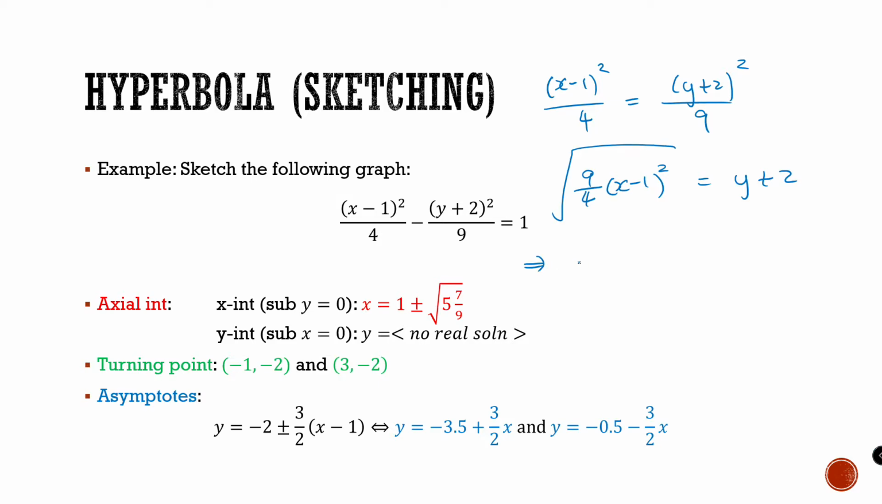So y will be equal to minus 2, because when you do a square root, there's a plus minus. If I simplify the 9 over 4, because you square root, it becomes 3 over 2, x minus 1, like this. That's this part over here. If you make y the subject, as in you expand the bracket, you get these 2 asymptotes. So always, before you sketch the whole graph, plot all these key features first.